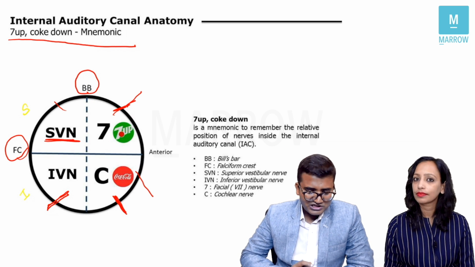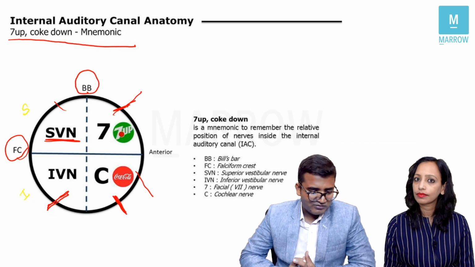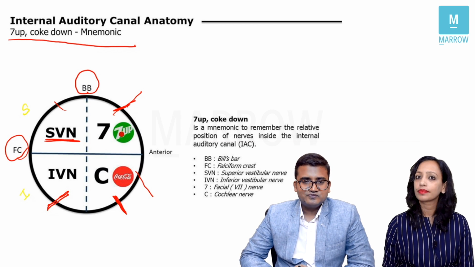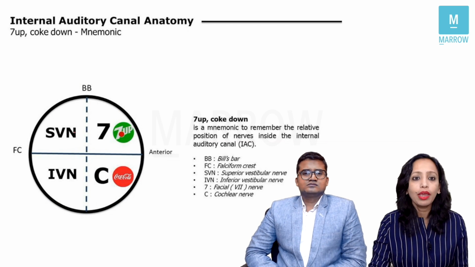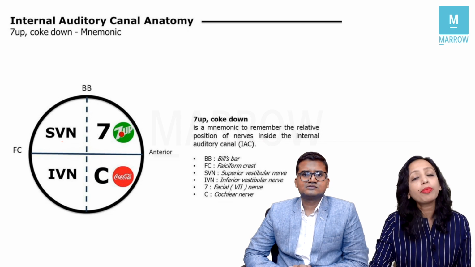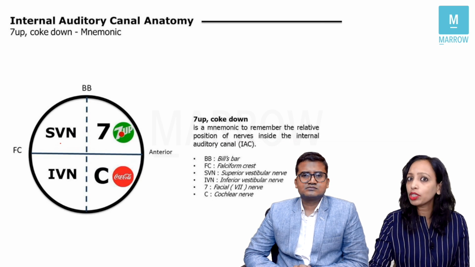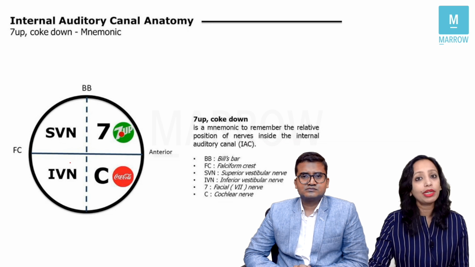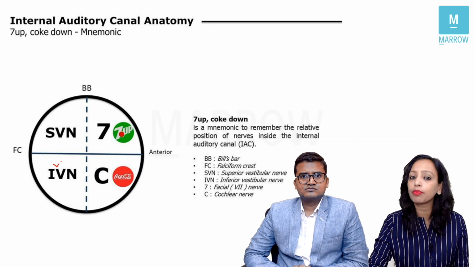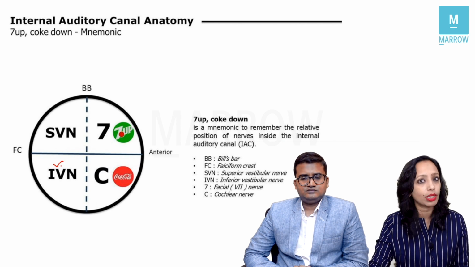Now, ma'am, the acoustic neuroma is most commonly arising from which of these following nerves? Yes, sir, explained very beautifully. Now, acoustic neuroma arises from the vestibular nerve. And if the choice is given of both superior and inferior vestibular, then we have to go for the inferior vestibular. This is the more common site of origin of acoustic neuroma.